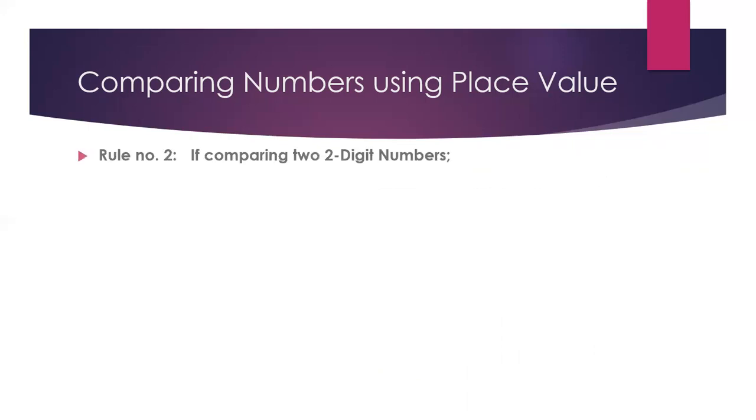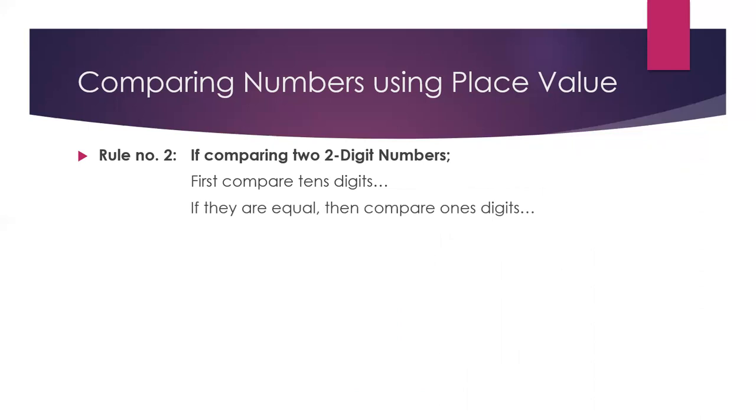Now, here we go. Rule number two states that if we are comparing two numbers, both of them having two digits, then firstly we will compare the tens digits, and if they are equal, then we will compare the ones digits. So, let us begin with an example.